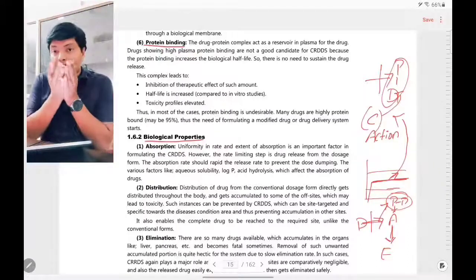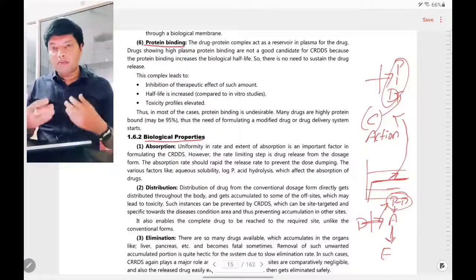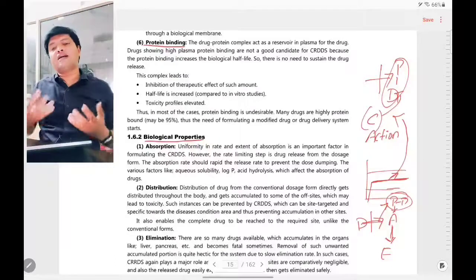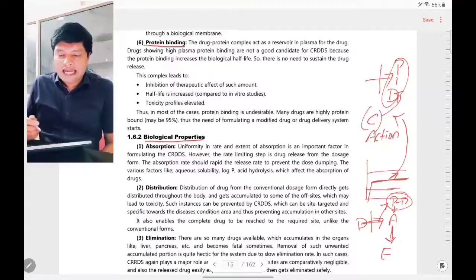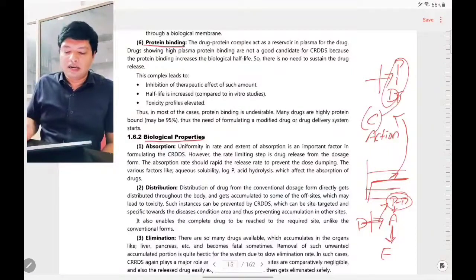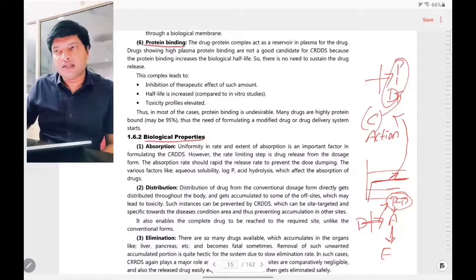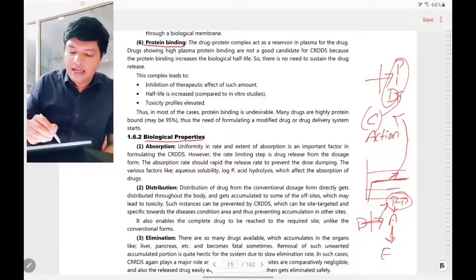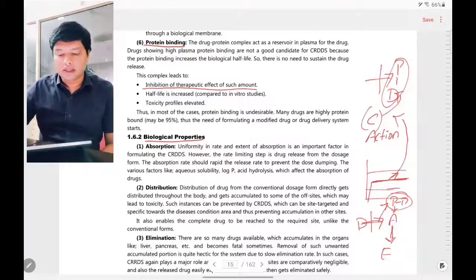So because it is bound to the protein, it will majorly cause a problem. What problem? It is already itself acting as a sustained or controlled drug delivery, so there is no need of converting it again into controlled drug delivery. Now, what are the various other effects that take place due to protein binding of the drug? One is inhibition of the therapeutic effect of such an amount.